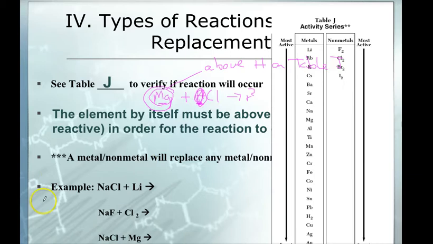So let's see lithium. Now, all we did was write it backwards, right? It's the same thing as writing this. It's no big deal. So let's take a look at lithium, see if it's more active. Oh, definitely is. It's at the top of the list. It's more active than sodium. So this reaction will occur.